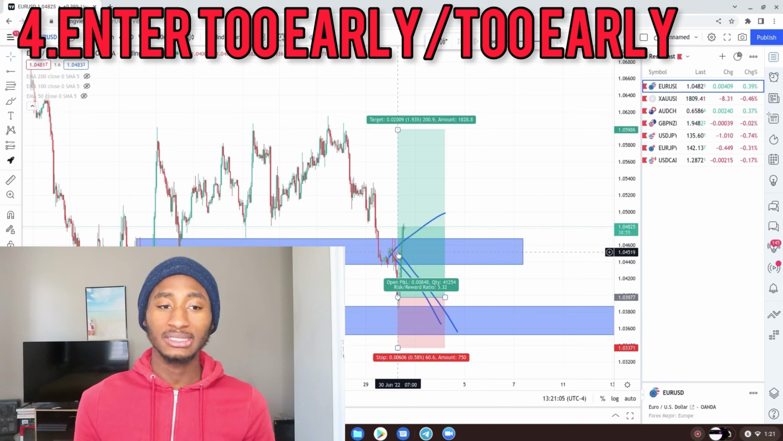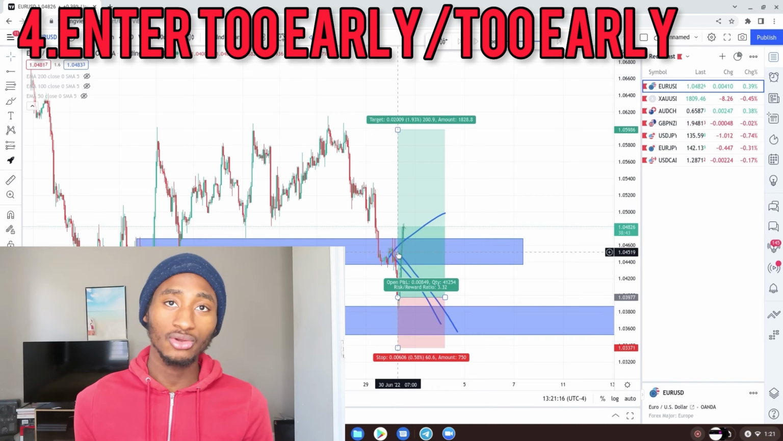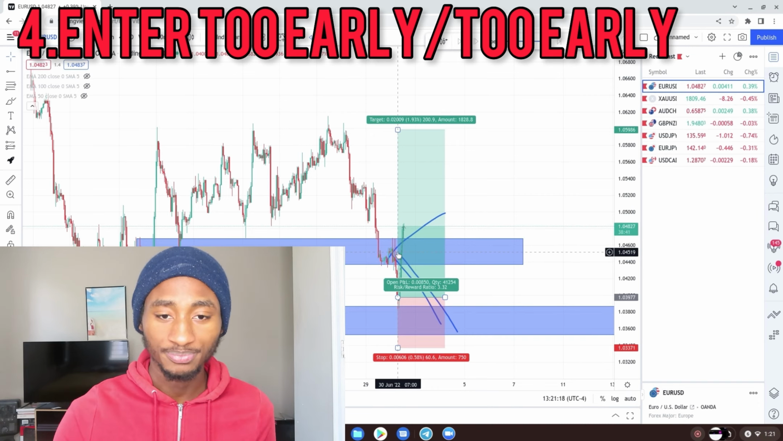Always wait for the market. Sometimes it doesn't even come to your zone. Be like, okay, fine, clear your chart and start over again, and look for another zone or another trend line where you feel like the market is going to go, and you know you can take your trade.